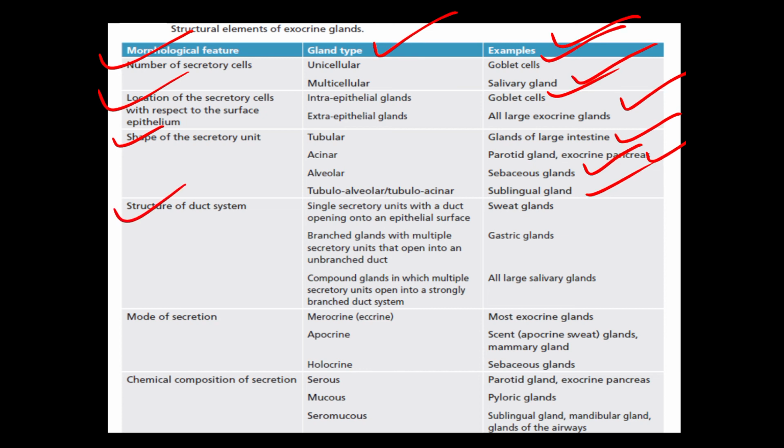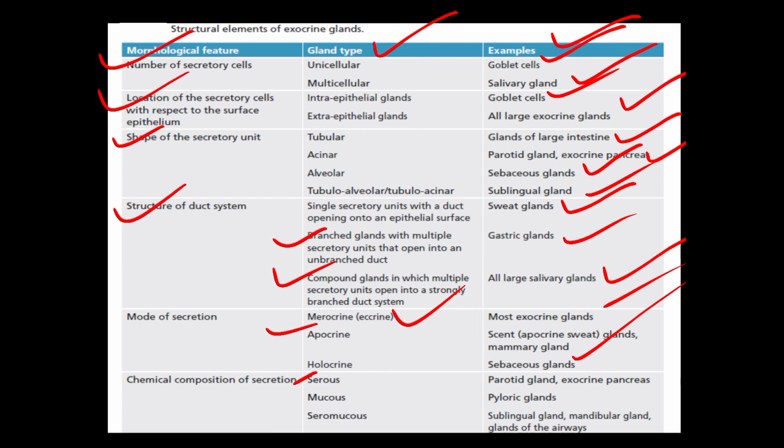After that, structure of the duct system: simple gland, single secretory unit with a duct opening onto the epithelial surface, sweat glands; the branched duct glands with multiple secretory units that open onto an unbranched duct, that is a gastric gland; compound gland in which the multiple secretory units open into a strongly branched duct system, all the salivary glands. After that, merocrine or eccrine, most exocrine glands; apocrine, scent glands and mammary glands; holocrine means sebaceous gland; and cytocrine, as we already discussed, melanocytes.